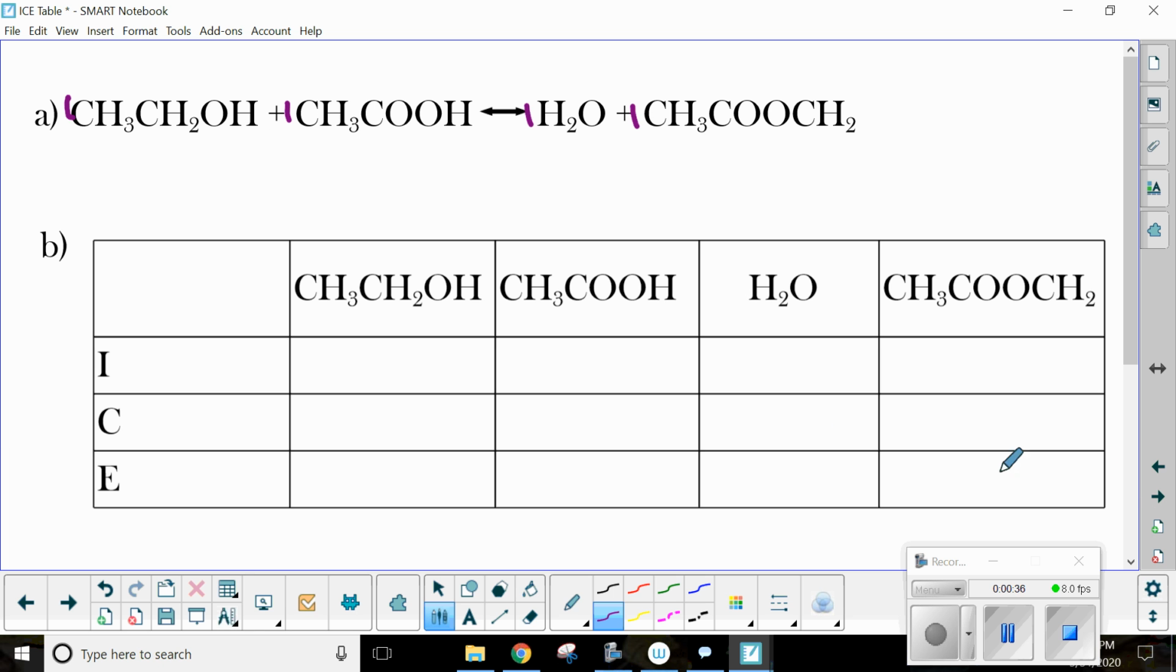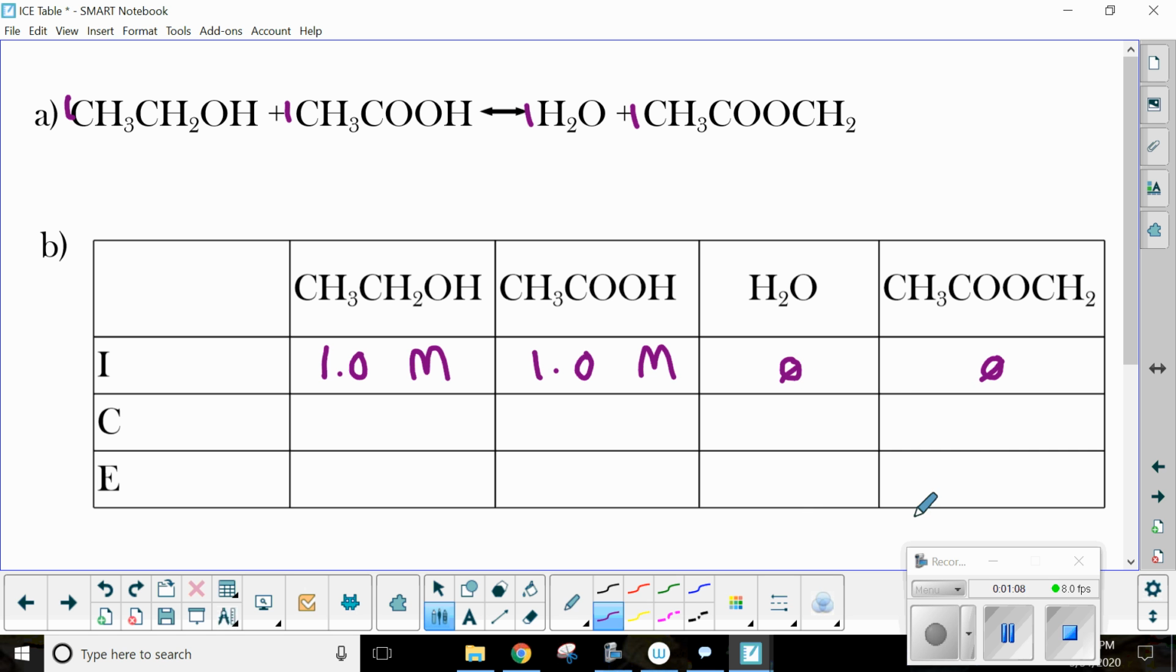So in my ICE table, my initial values here are going to be 1.0, and I'm going to use a big capital M here for the American version of molarity. And same here, 1.0, big capital version of molarity for American students here. And initially I have no water, and I have no ethanoate.